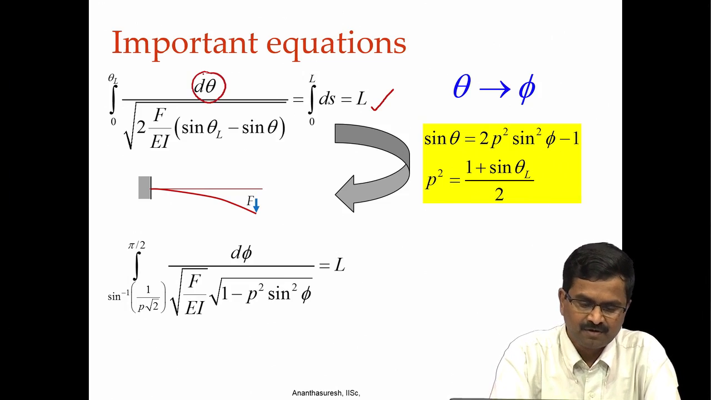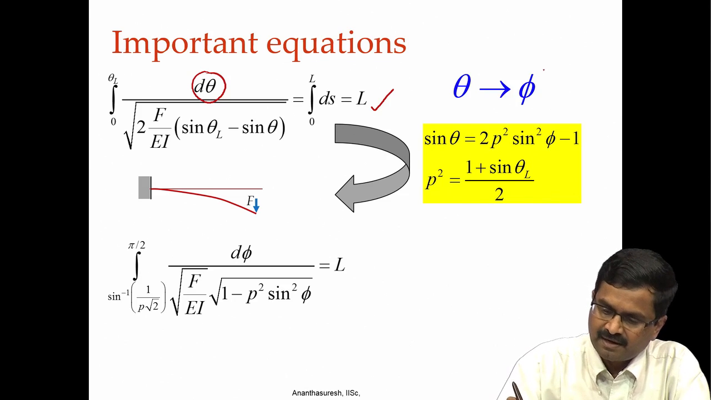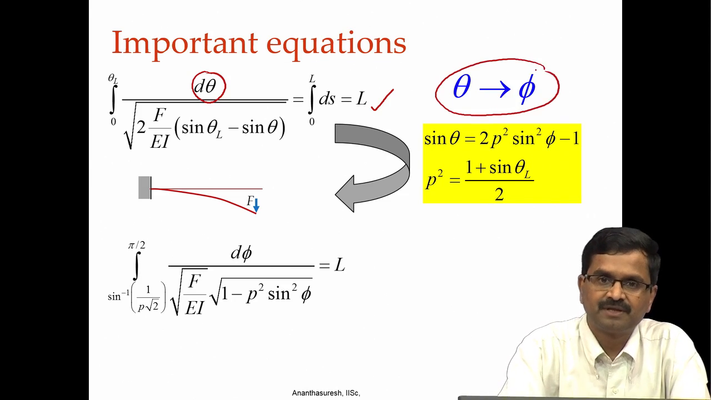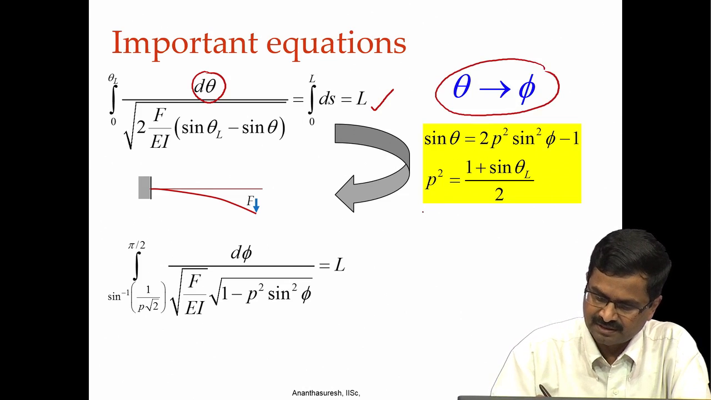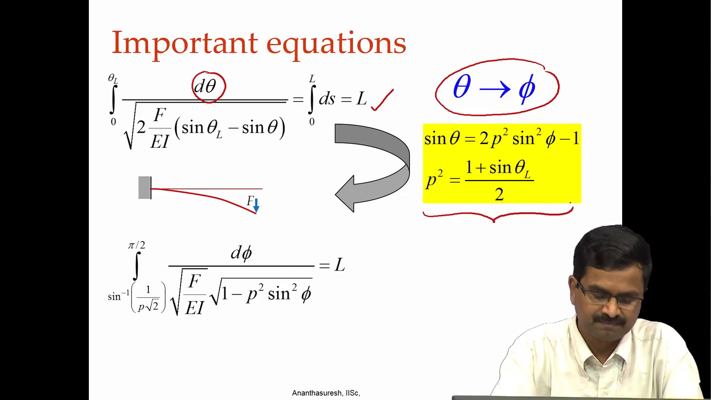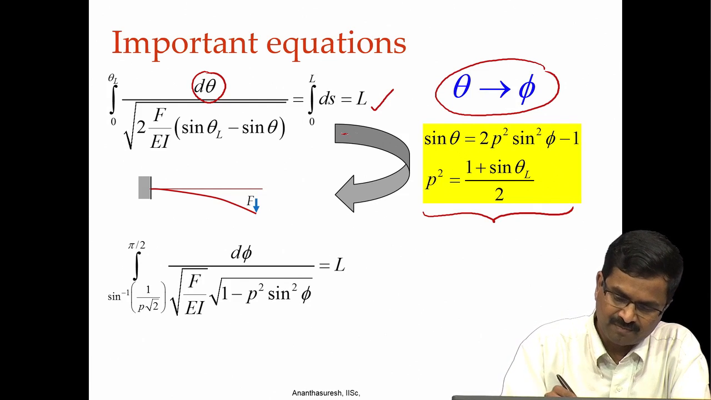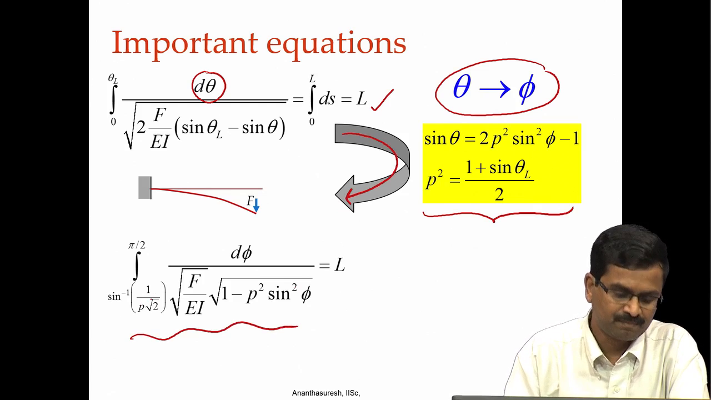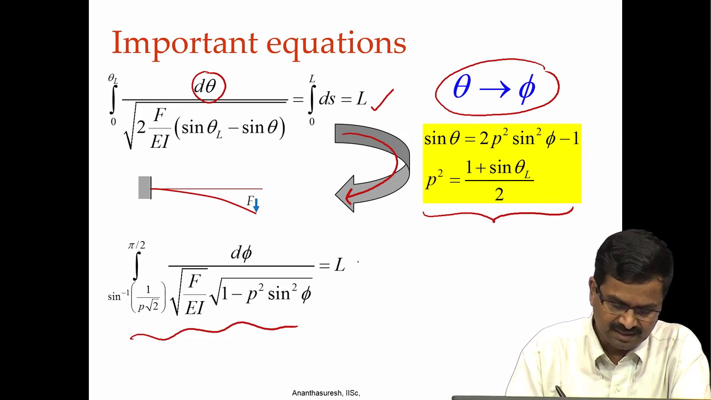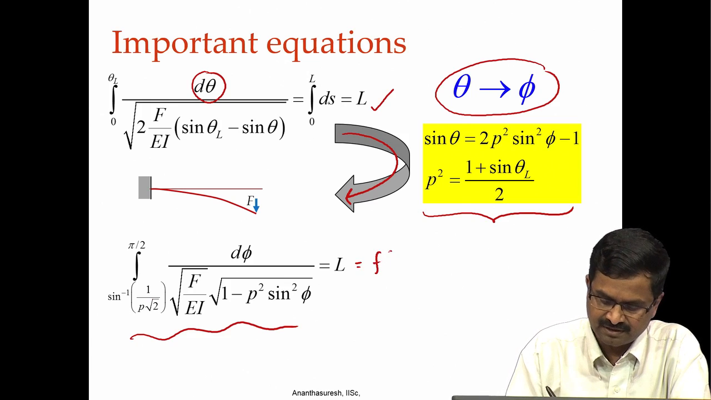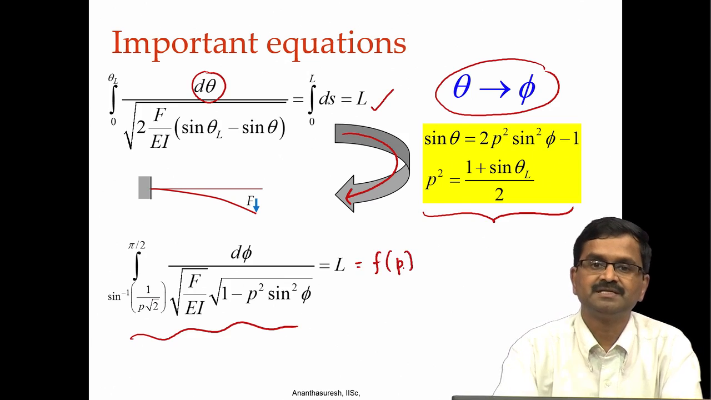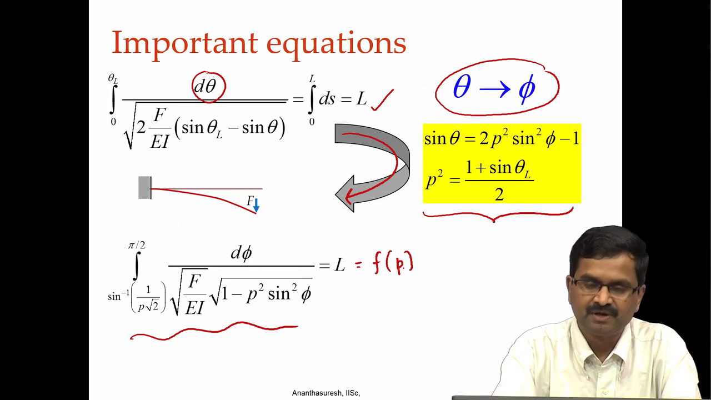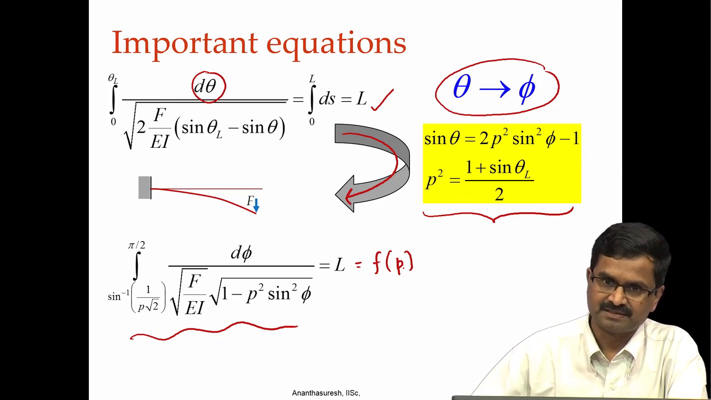So, theta variable. We also looked at a transformation or change of variables from theta to phi using these equations. So, that we will transform that to this equation, where the phi varies from sine inverse of 1 over p over square root of 2 to pi by 2. So, this equation is basically an equation in terms of p. So, p is a variable. Once we know p, we can get everything else. That is what we had discussed.